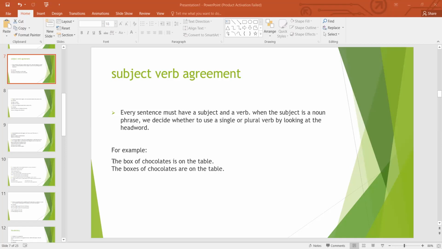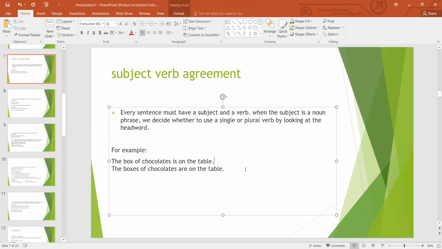For example, the box of chocolate is on the table. Here we mention only one box of chocolate. So we talk about a box of chocolate. So that's why we use a singular auxiliary verb, because we mention a singular thing, the box, right? This is the head word. The head word is singular. So that's why we use a singular auxiliary verb.